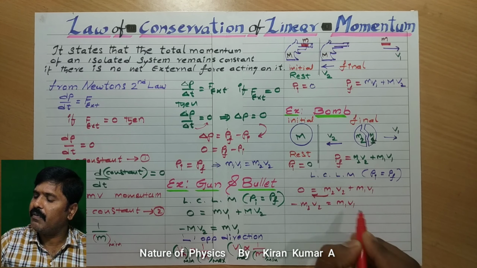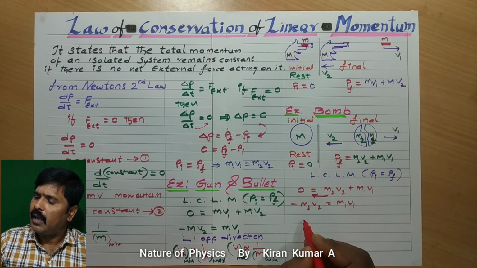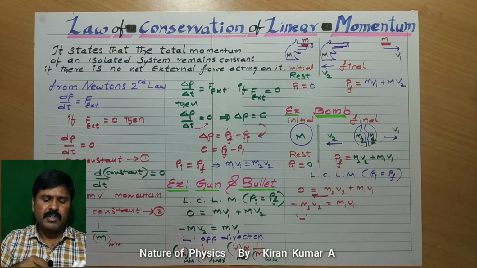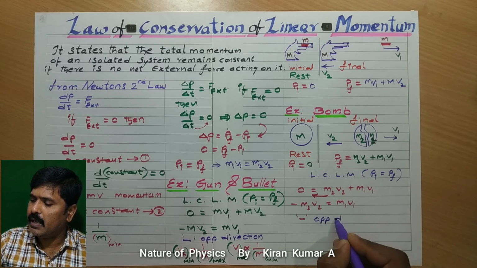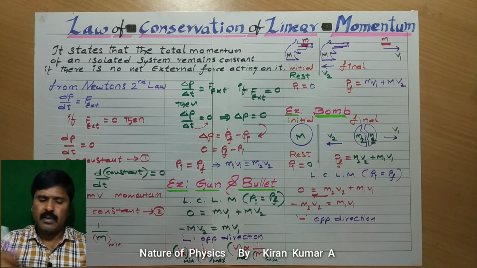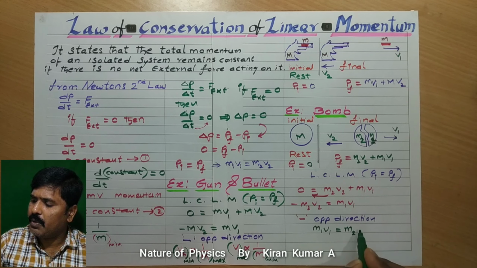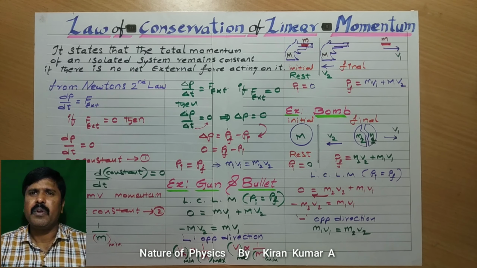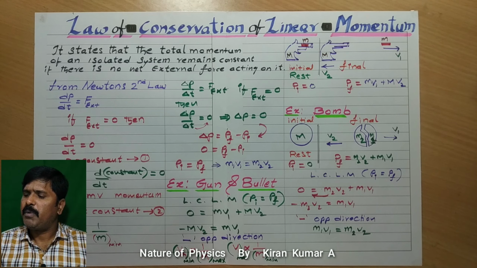Moving m2 v2 from the RHS to the LHS, again the minus represents what, students? The opposite direction. So now I can write the equation: m1 v1 is equal to how much, students? m2 v2. Okay students, this is the law of conservation of linear momentum.